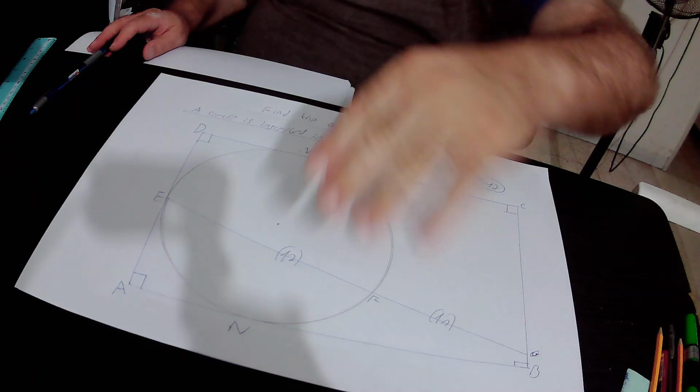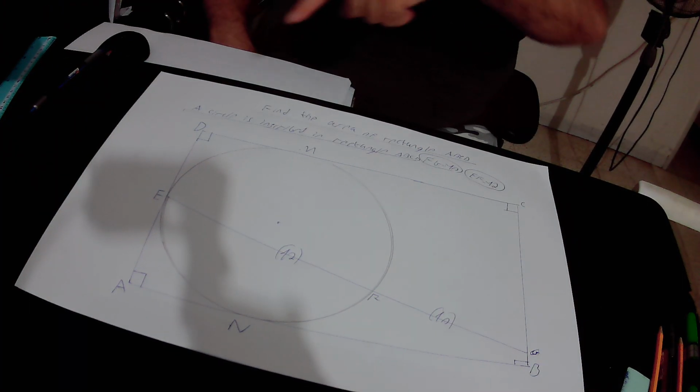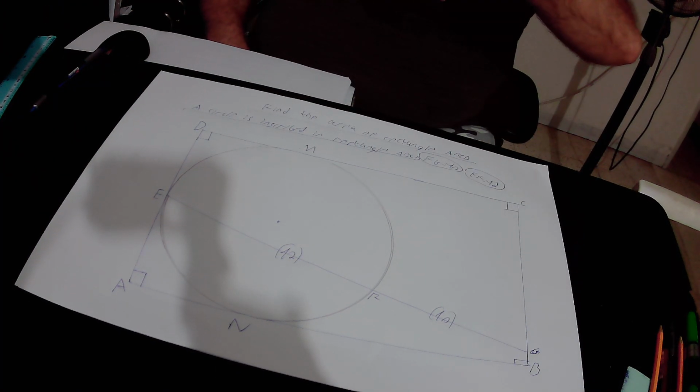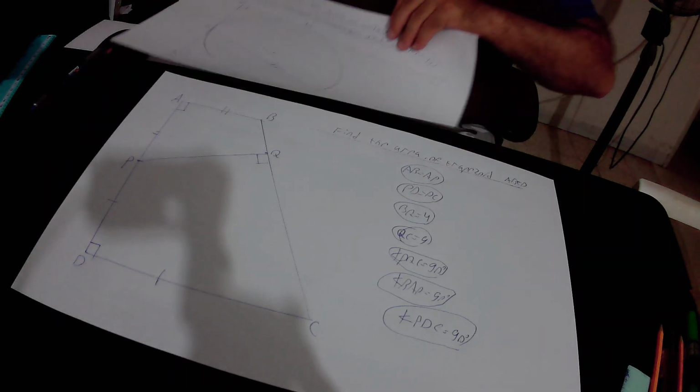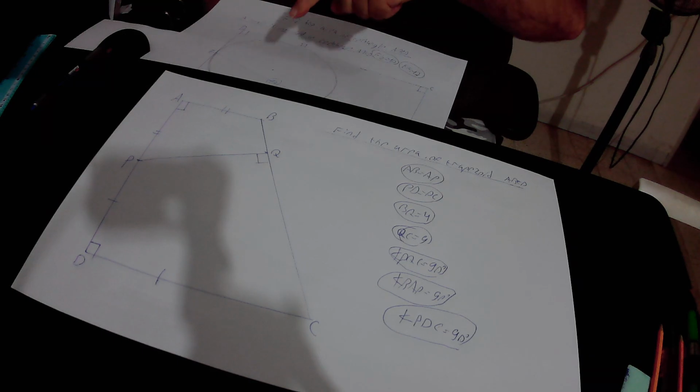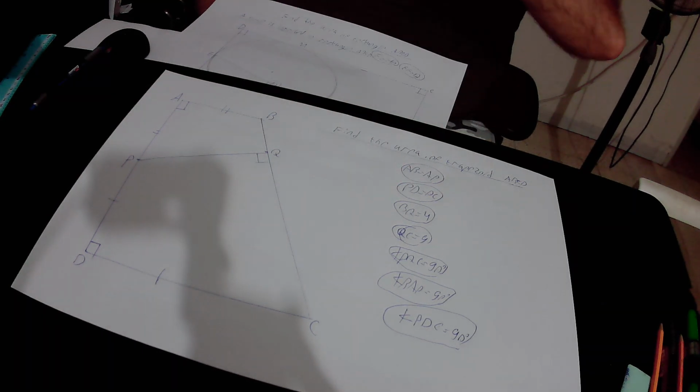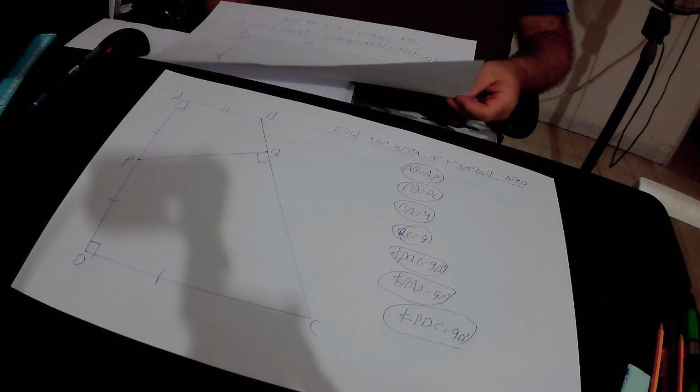In this lecture I'll answer two questions. In the first question, we find out the area of this rectangle ABCD that blocks this circle, and in the second question, we find out the area of this trapezoid ABCD. So we start with the first question.